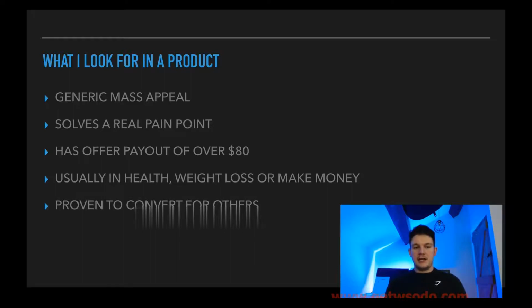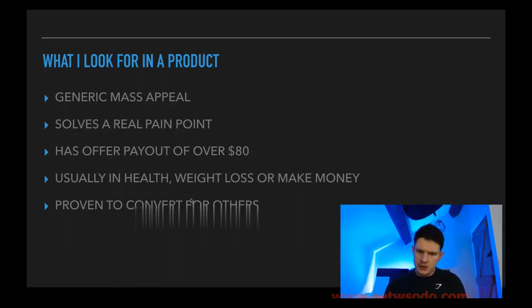And the last point is that it's just proven to convert for others. So this is obviously what we're going to be doing when we're doing our competitor analysis or spying, and looking and seeing what's already working for other people. So this goes without saying, but you need to obviously make sure it is a proven offer that is already working for other people. You can obviously find offers which are brand new, but that's how you waste money. We want other people or affiliate networks or our traffic sources to say this is already working for someone else.